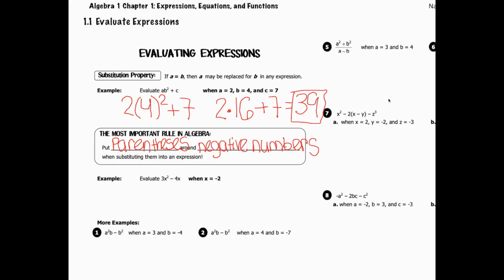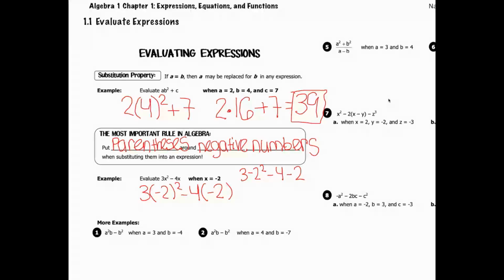So evaluate 3x squared minus 4x when x is equal to negative 2. We're going to take 3 times negative 2 squared minus 4 times negative 2. And notice how I did the parentheses. If I hadn't done the parentheses, just to show you, it would look like 3 minus 2 squared minus 4 minus 2. So just notice that it's not very clear there that those are multiplication instead of subtraction. That's why it's so important.